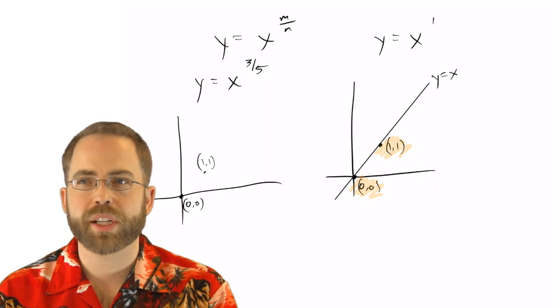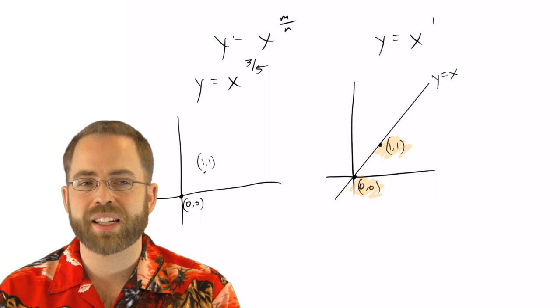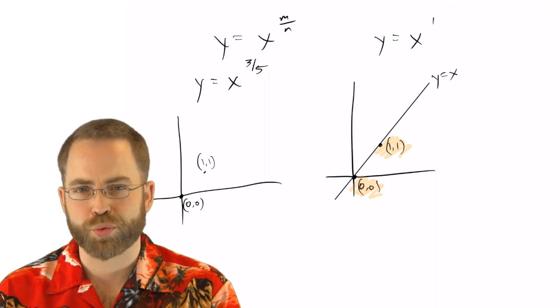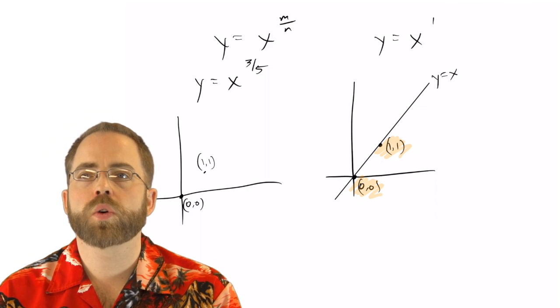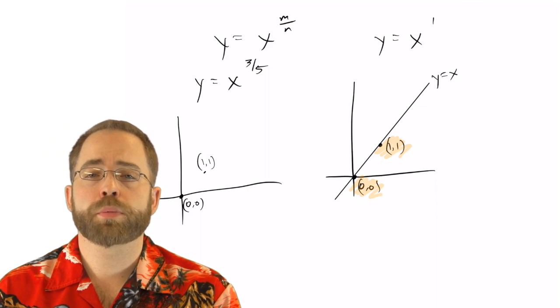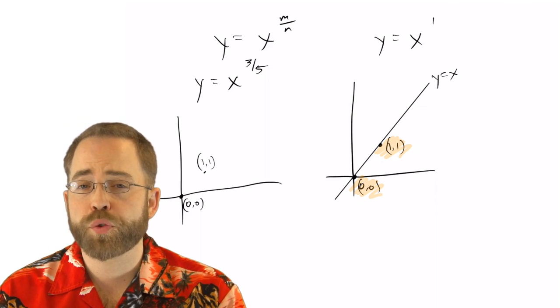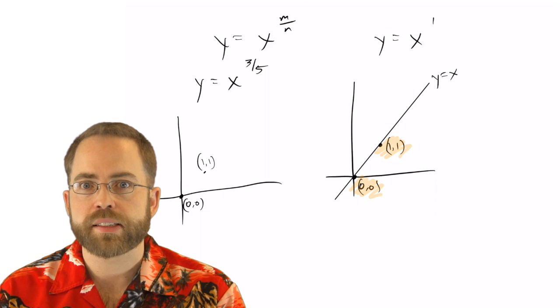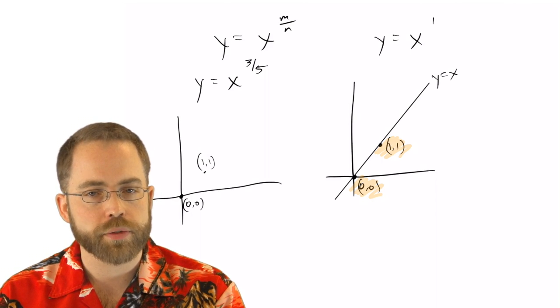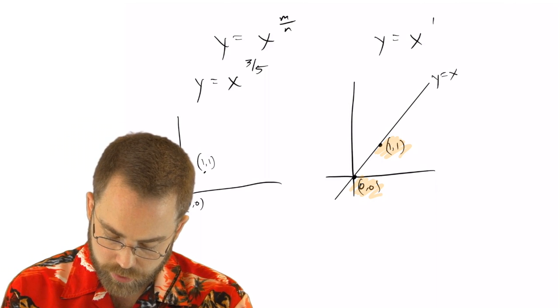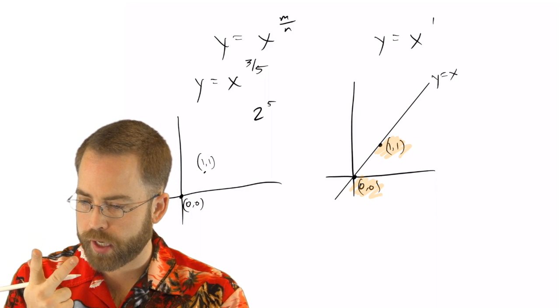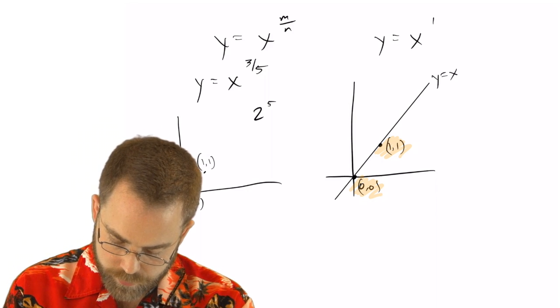But then the question becomes, what's the next nice thing to take the fifth root of? So again, we can design our own points here. We're trying to investigate this graph. So 2 to the 5th is going to be the next easiest number to take the fifth root of. So 2 to the 5th is 2, 4, 8, 16, 32.